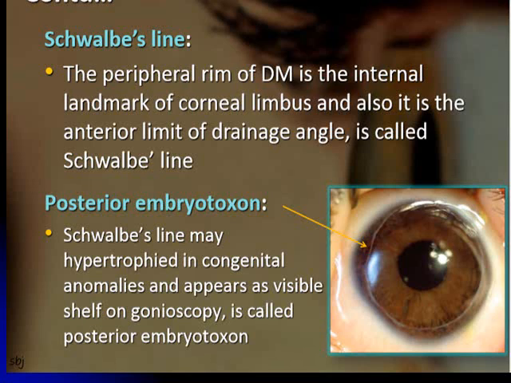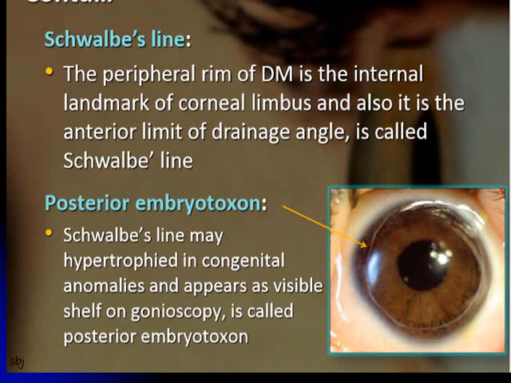Some important anatomical landmarks that all of you should know include Schwalbe's line. Schwalbe's line is just the peripheral termination of Descemet's membrane, and it is seen internally, from the inner side of the cornea. And usually we can see Schwalbe's line using gonioscopy. When you use the gonioscopy lens, we will see Schwalbe's line.